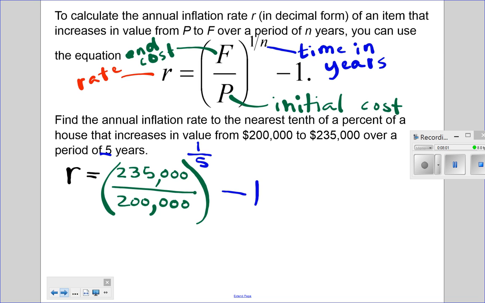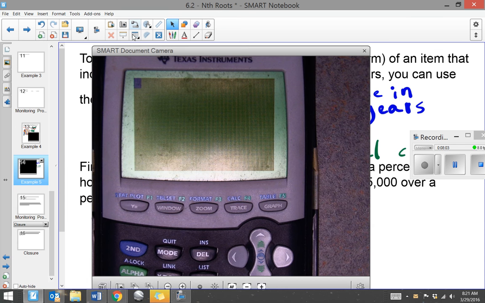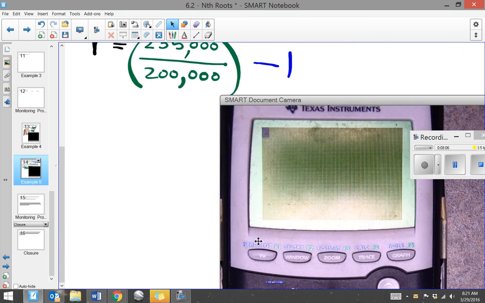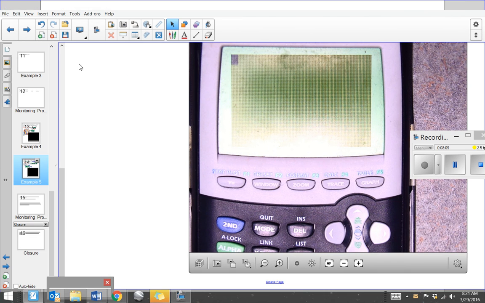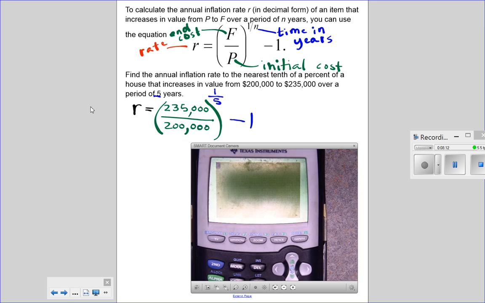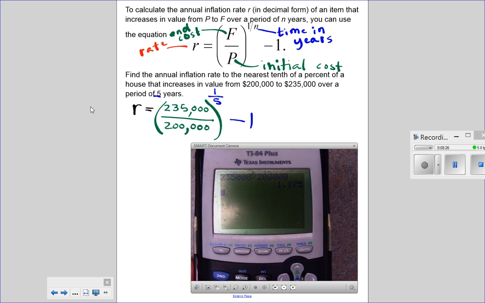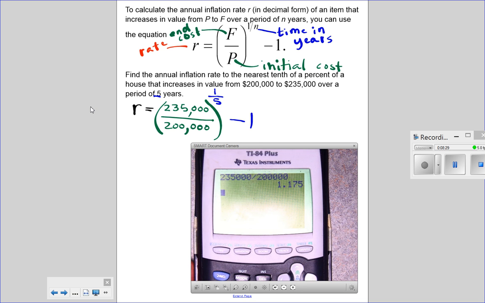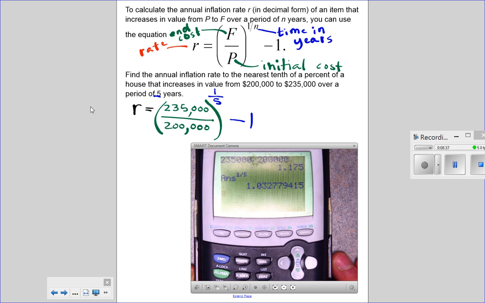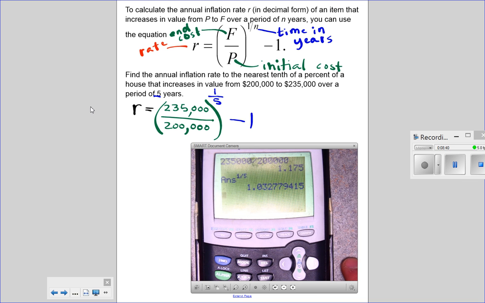235,000. Let's go in here again, and I want to get this up here so you guys can see exactly how to put it in your calculator. Okay, so we're going 235,000 divided by 200,000. That's my initial fraction. And it gets me 1.175, and I need to take that to the 1/5 power. So I end up with 1.032.